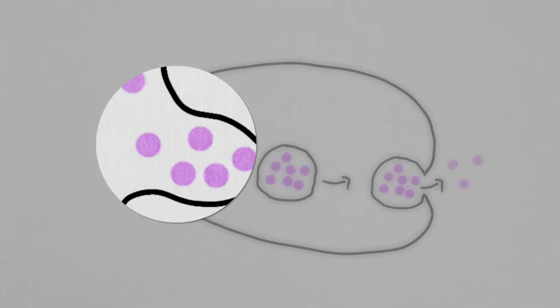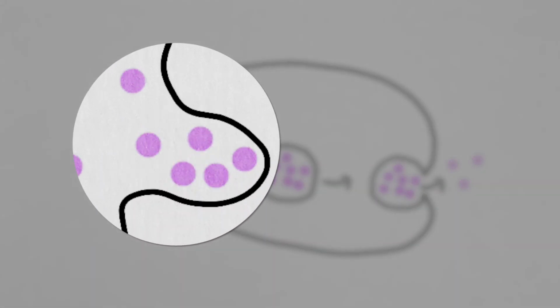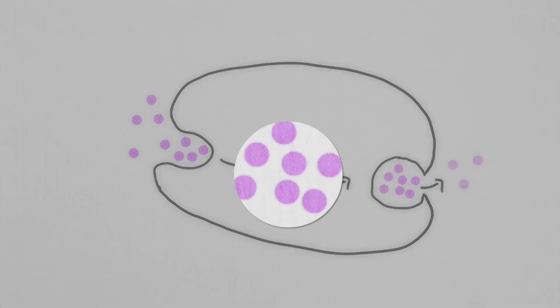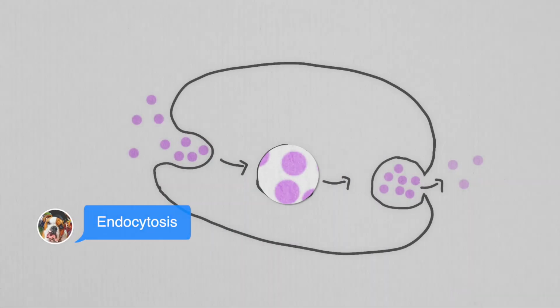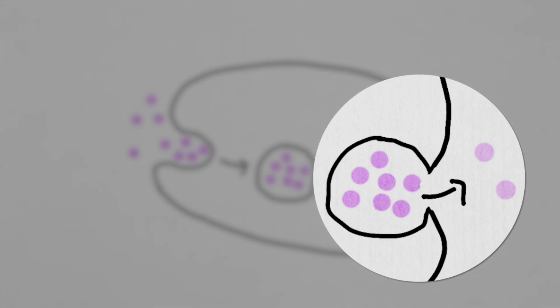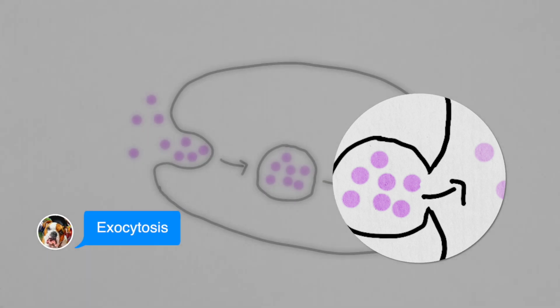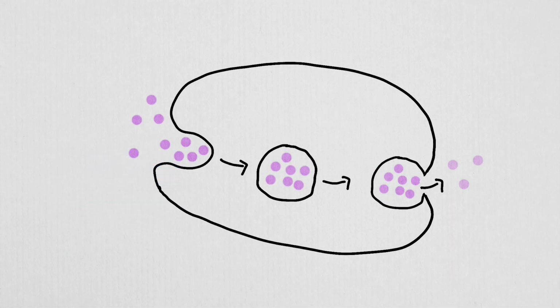Moving many things at once requires vesicle formation through active transport. Molecules entering the cell borrow phospholipids from the plasma membrane to form a vesicle through endocytosis. Exiting vesicles fuse with the plasma membrane through exocytosis, emptying contents into the extracellular fluid.